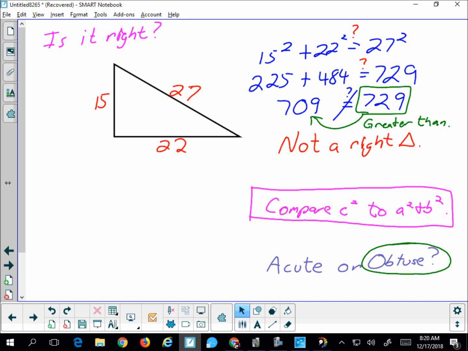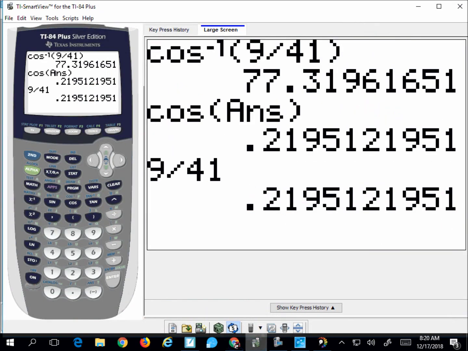All right, so that is all of them with Pythagorean theorem. All the different types.